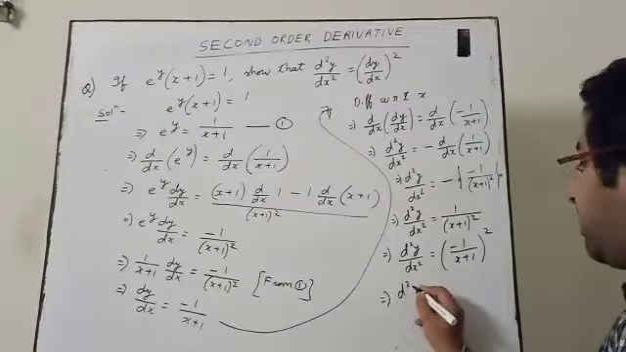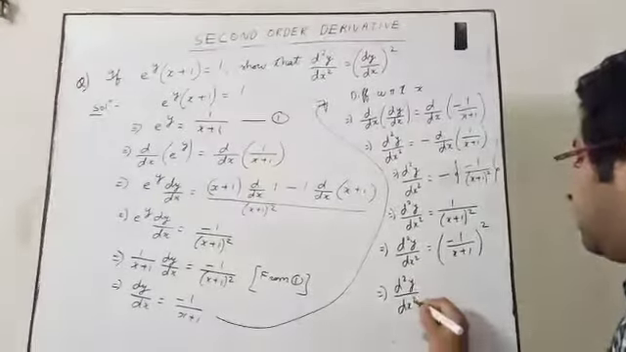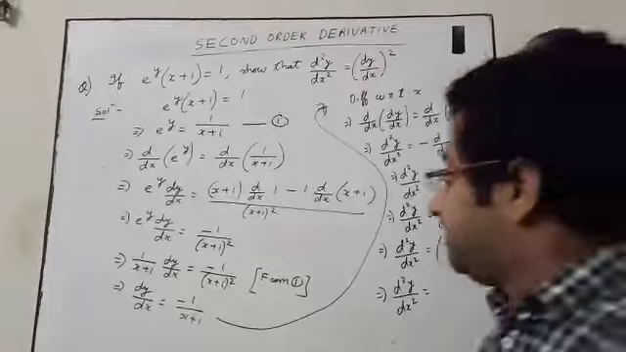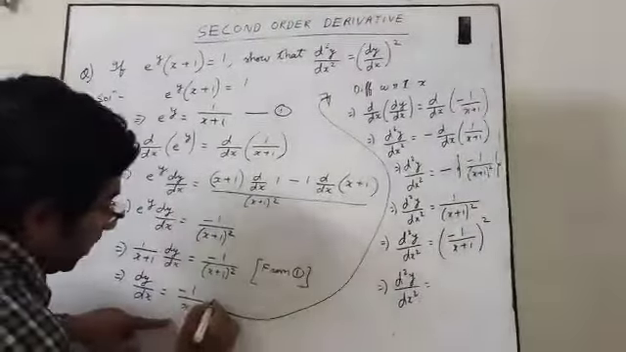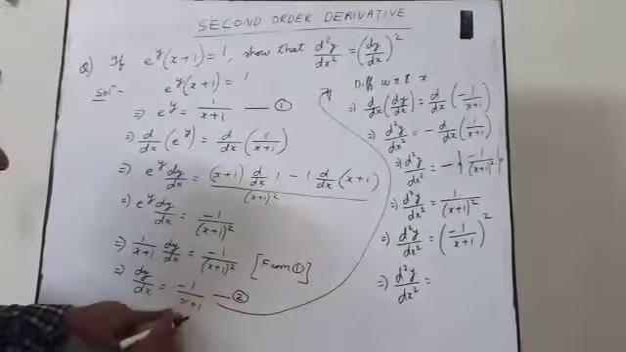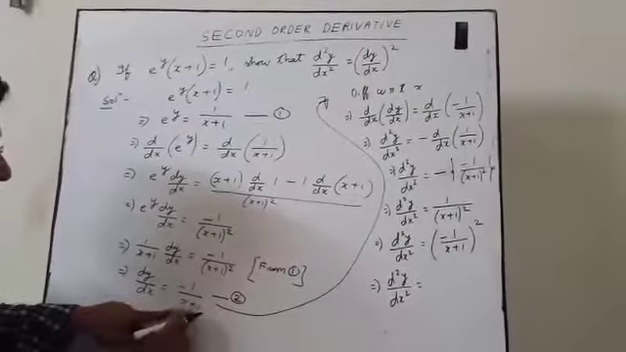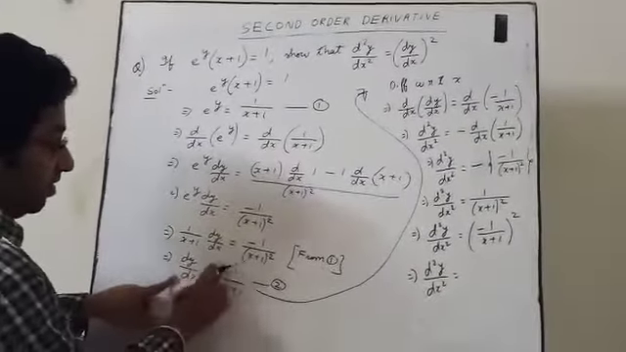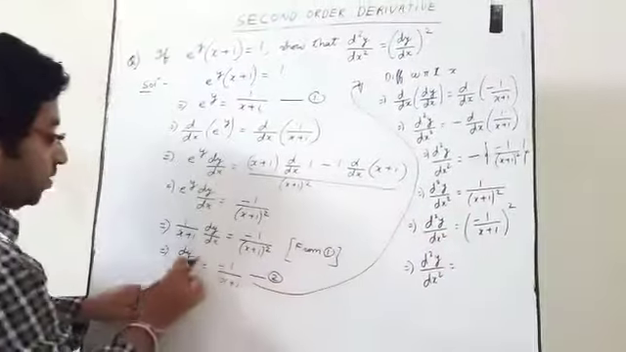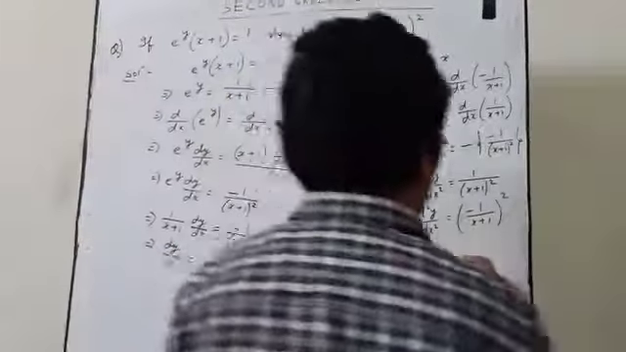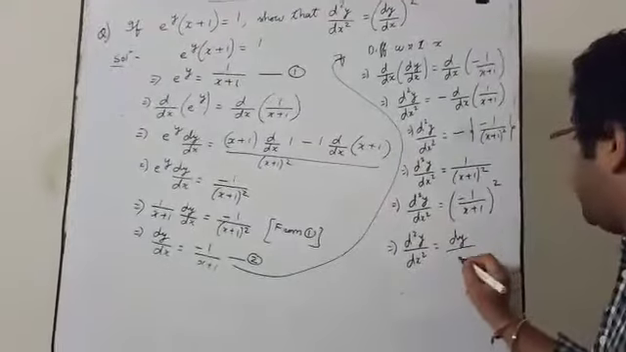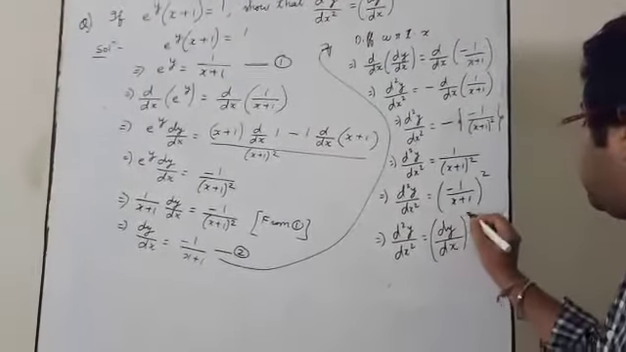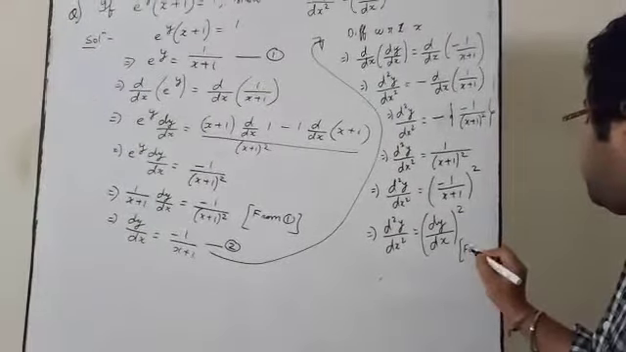So d2y by dx square, let us put this one as equation 2. Then this means what? Minus 1 by (x plus 1) means dy by dx. So I can write this one as dy by dx whole square, from equation 2.